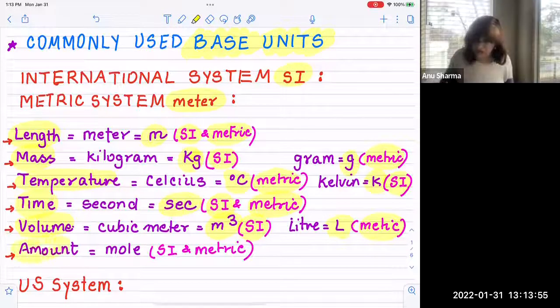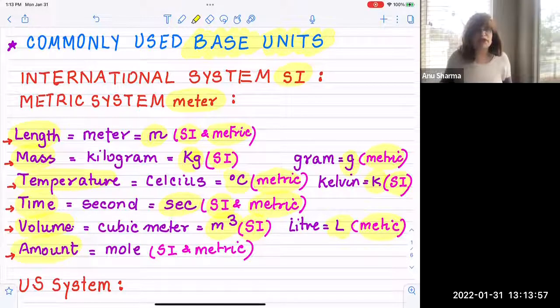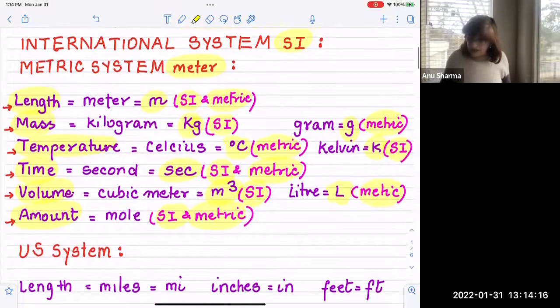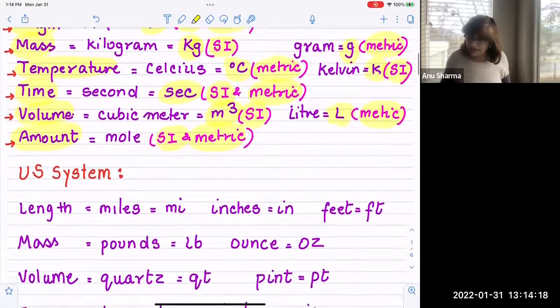Okay, now another unit which applies to the number of particles, the number of atoms, the number of molecules, that's the mole, and that is used in both the SI and the metric system. Okay, so that is the way we use these units in the different systems, the SI and the metric.